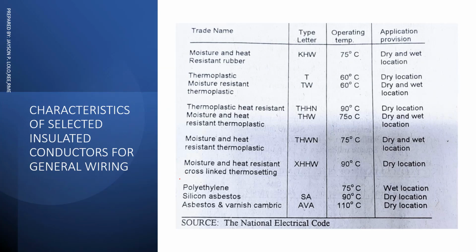Now, based on the insulation, let's be familiar with the characteristics of selected insulated conductors for general wiring. If you are using THHN wire, you can use it in moisture and heat resistant rubber. These are the trade names. Earlier I mentioned THHN and THW. For the provision for application of these wires, you can use THHN for dry locations, while THW you can use in dry and wet locations.